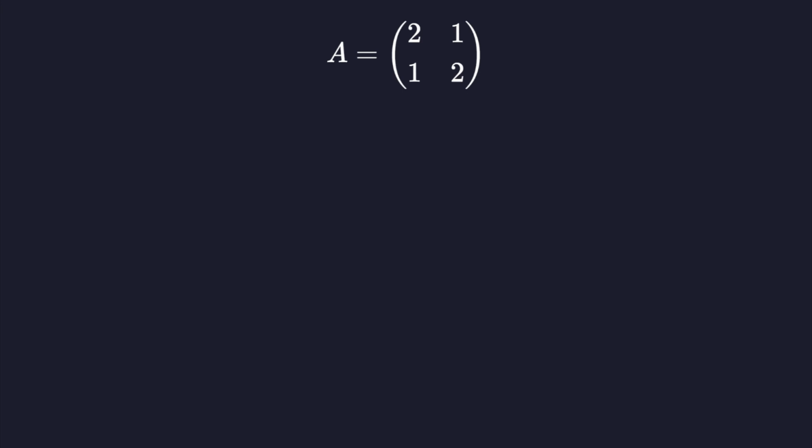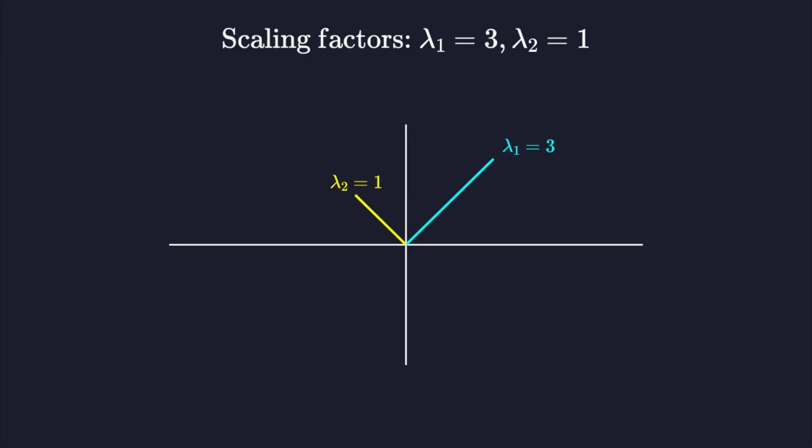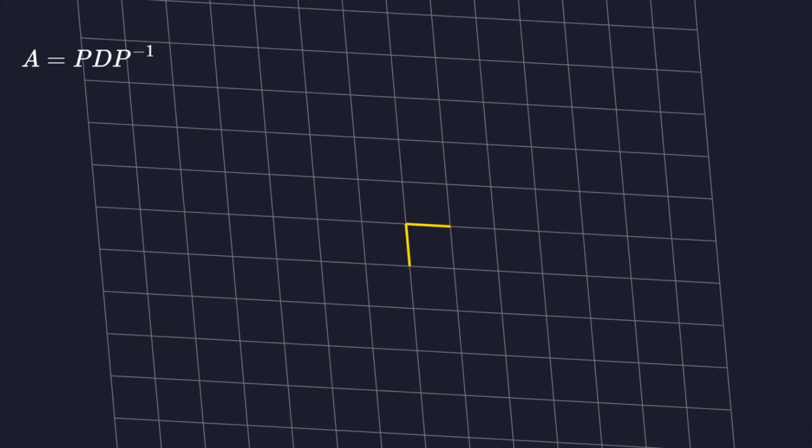To find these stable directions, we solve the characteristic equation, where the determinant of the matrix minus lambda times the identity is 0. This identifies the scaling factors that leave directions unchanged.